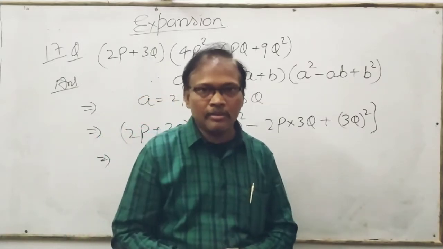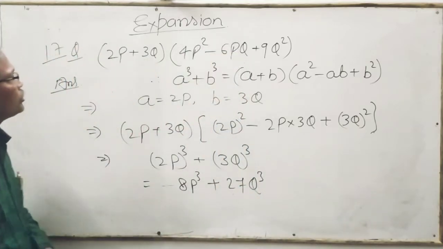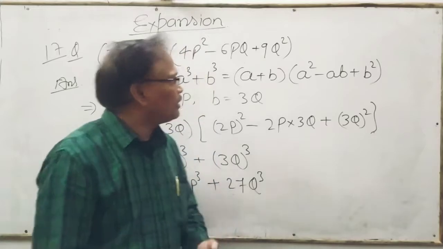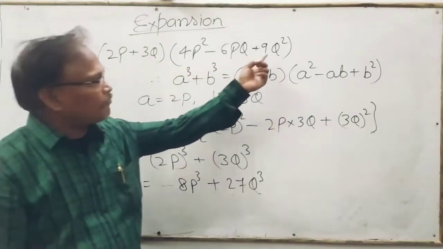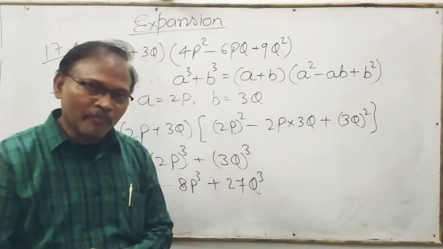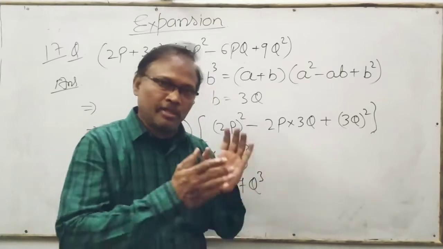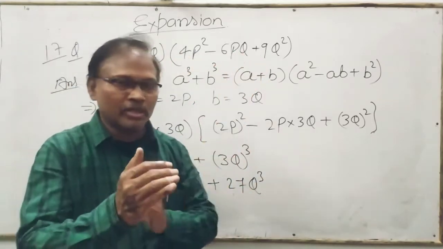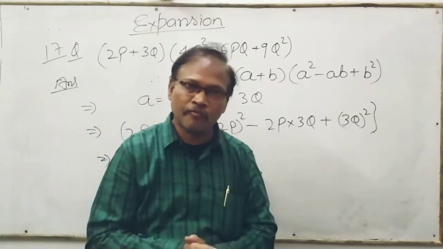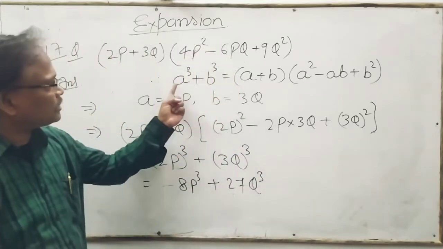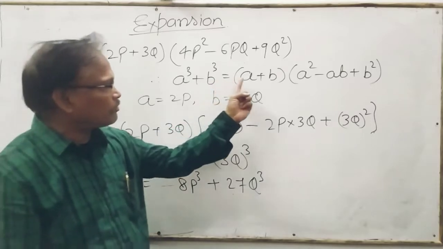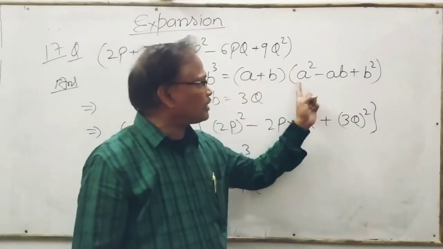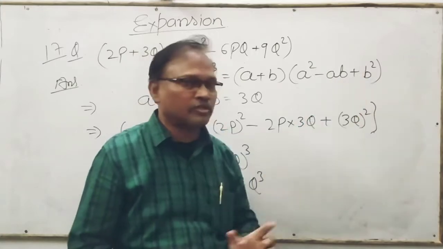For example, if you see this 17th question in your 3.1 exercise, this is the question you have to simplify. If you go through the formula, this is similar to one of our formulae, and this formula is a cube plus b cube is equal to a plus b in one bracket and in another bracket a square minus ab plus b square.